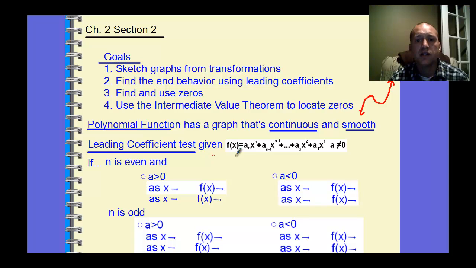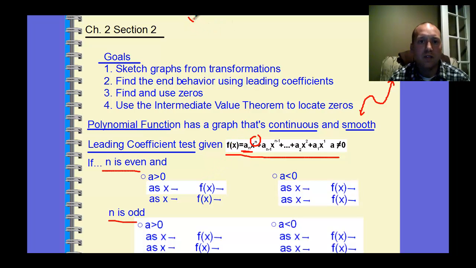The leading coefficient test, given this polynomial, so we can expand the polynomial like this, which really we're looking at the leading coefficient and then the degree of it. Those are the two things we're going to look at when we look at polynomials. If n, the degree, is even or odd, that's the first thing we look for, because that tells us the parent function or the shape.